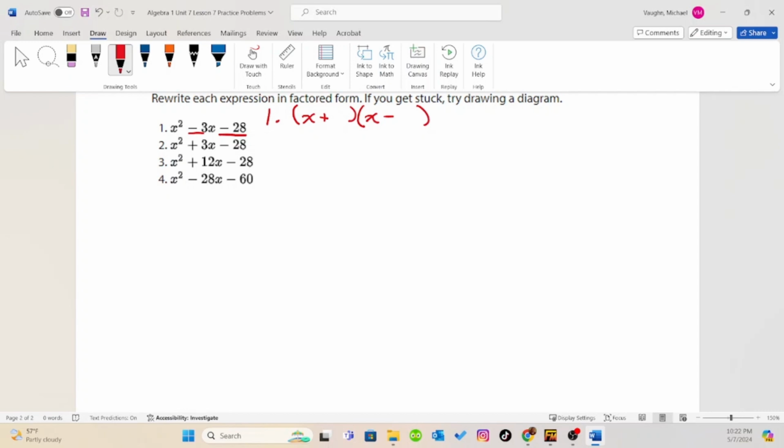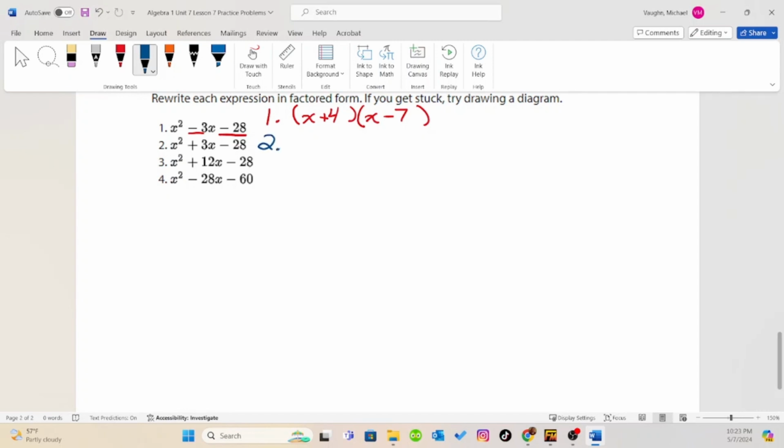So I have 1 and 28, that would be 27. I have 2 and 14, that would be 12 apart. I have 4 and 7, those are 3 apart. So if I make the negative 7 and the positive 4, now if I did FOIL, I would have x squared, negative 7x plus 4x would give me negative 3x, and 4 times negative 7 would give me negative 28. So that is our factored form.